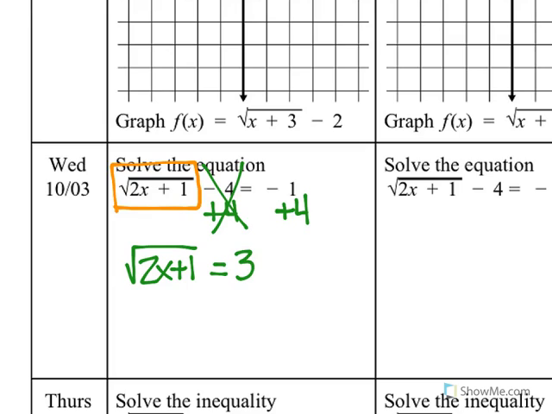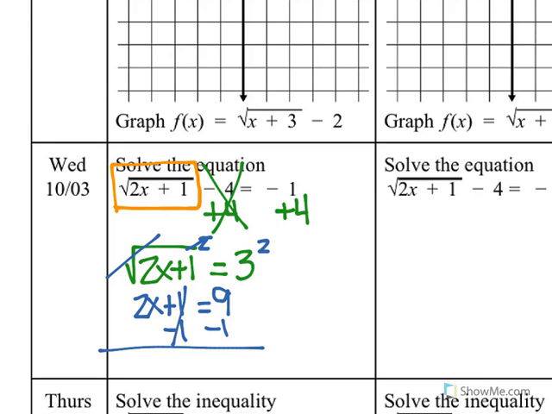Our next step, after isolating the radical sign, is to get rid of our square root. So we have to do the opposite of a square root, which is square both sides. Now the square and the square root cancel out, and we just have 2x plus 1 inside, and then 3 squared is 9. And then we're going to solve this just like we would any normal equation, where we would subtract 1 here first. So we get 2x equals 8, and then divide by 2, and we get that x is 4.